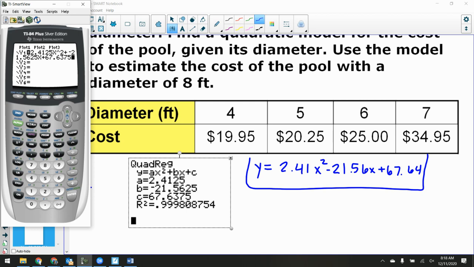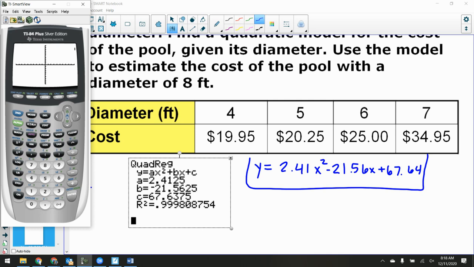Scroll right twice to EQ to find reg EQ. And you have to start at your y equals to do this, right? You have to start at your y equals. Your screen may not look the same as my screen if you've got an updated version of the calculator. And now I'm going to hit zoom 6 because I don't know where my calculator was. I don't see anything, and that's reasonable because look at my y-intercept, 67. I've only got a 10 by 10 window.